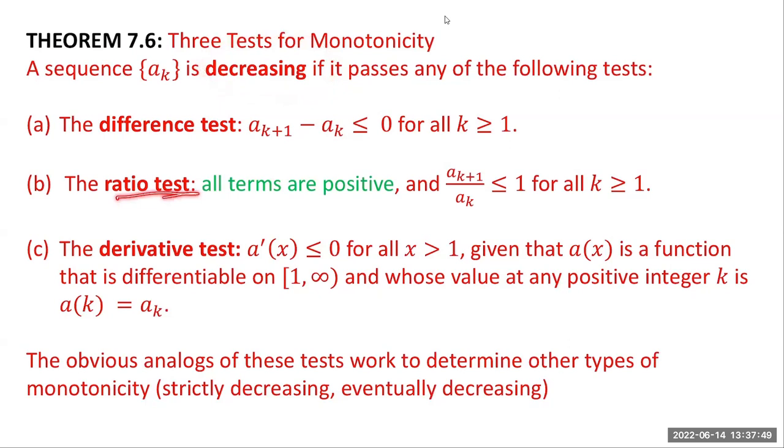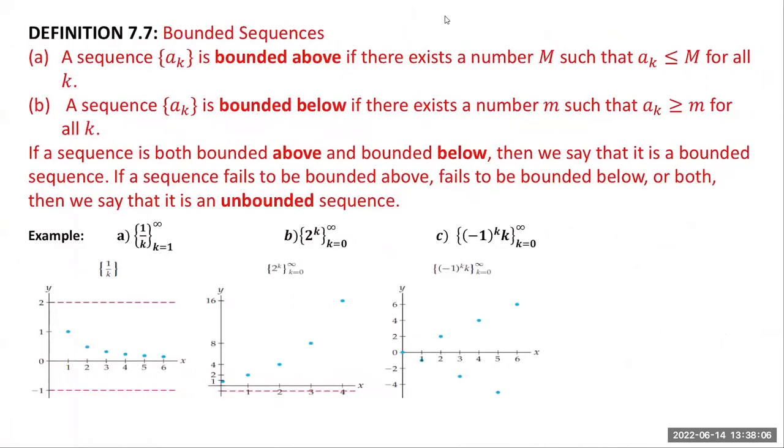Ratio test works the same way. If all the terms are positive and this ratio is less than or equal to 1 for all K greater than or equal to 1, then the sequence is a decreasing sequence, and a similar thing holds here for the third test. All right, let's move on.